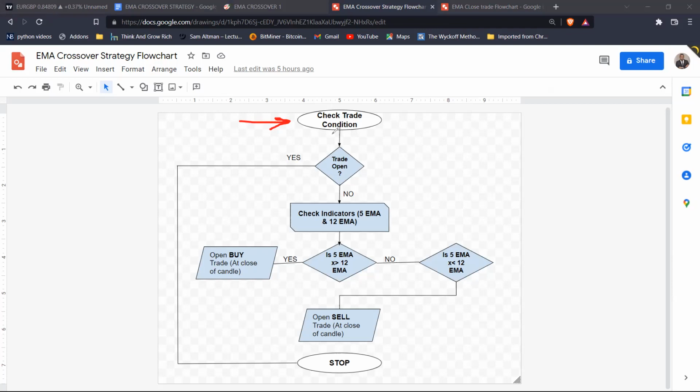So check trade conditions is just saying, okay, we're going to look to see if there are any open trades being opened by this EA, right? If there is any open trade opened by the EA, the answer can either be yes or no. If the answer is yes, it wouldn't execute the rest of this code, more or less. However, if the answer is no, that means there are no open positions, then it will proceed to the next step.